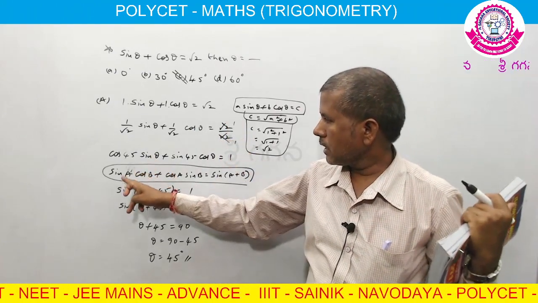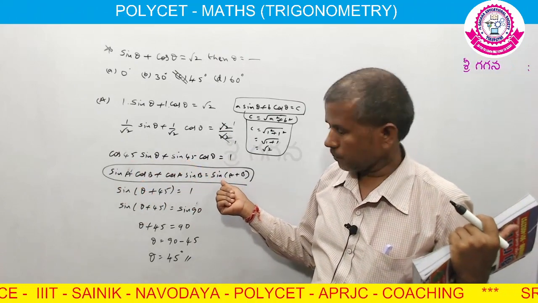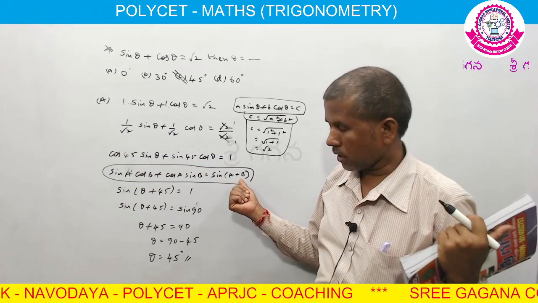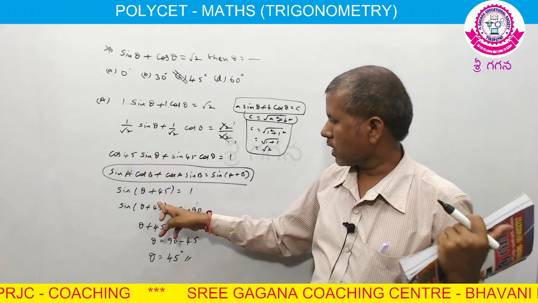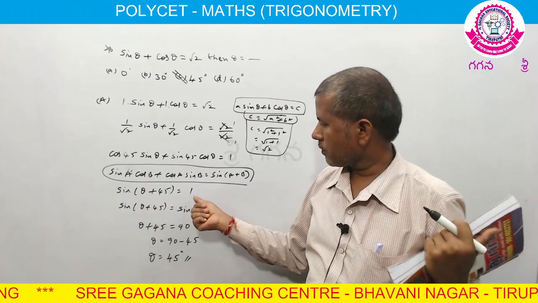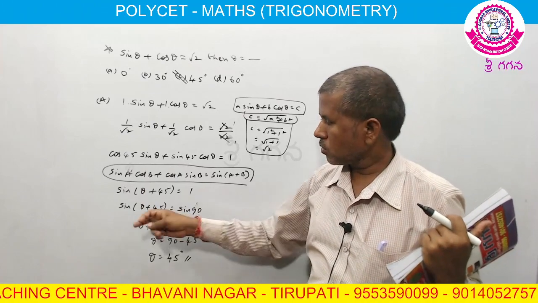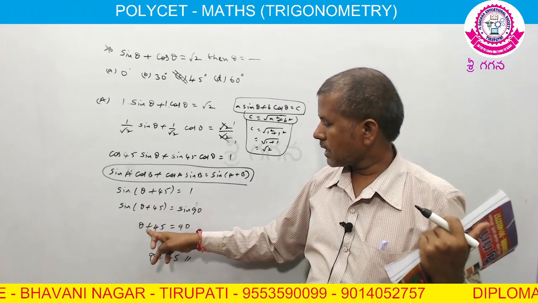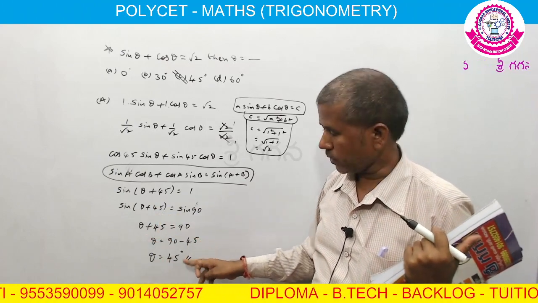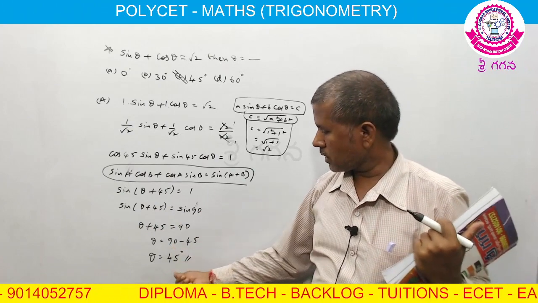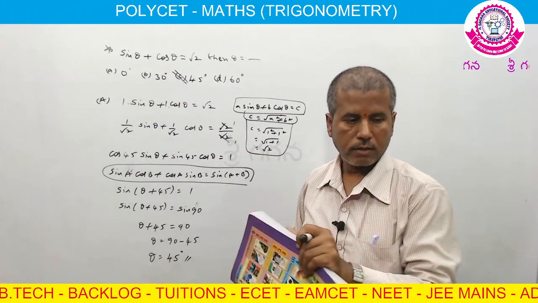So here sin A cos B plus cos A sin B is written as sine of A plus B. We know this formula already; I told it in the previous class. Sine of A means theta, B means 45, equal to 1. Sine of theta plus 45 equals sine 90, which is 1. Both sides sine leave it, and theta plus 45 equals 90. Theta equals 90 minus 45, that is 45. The option is C. C is 45. C is the answer.